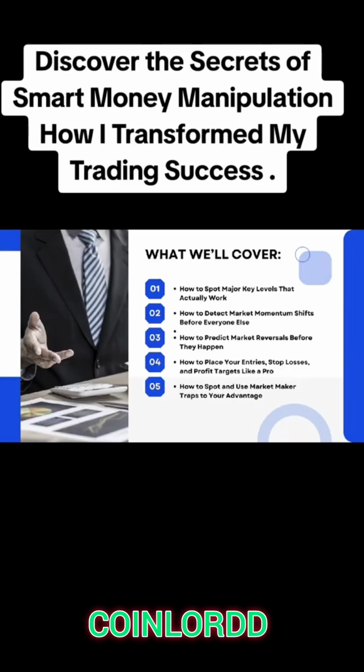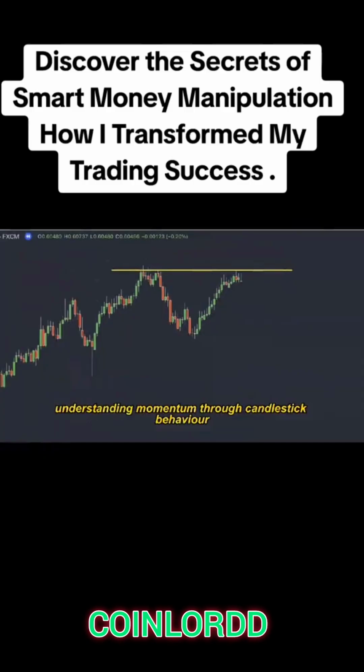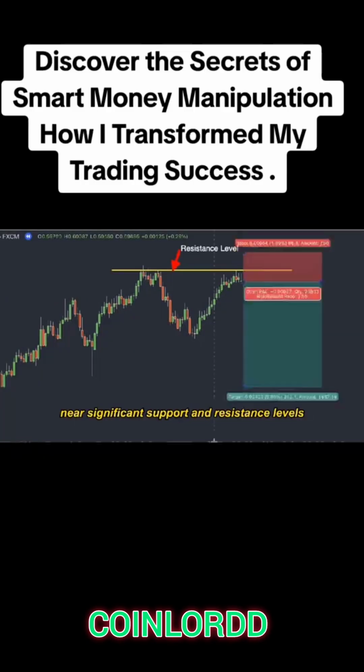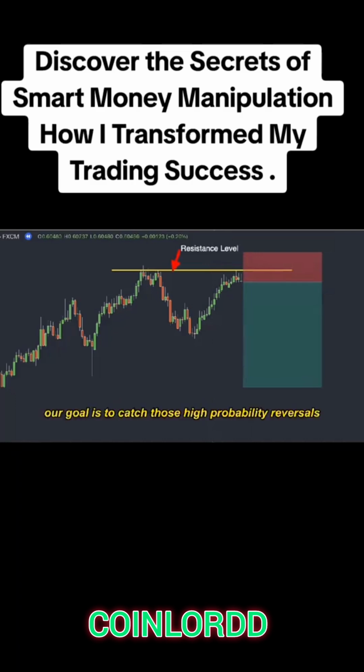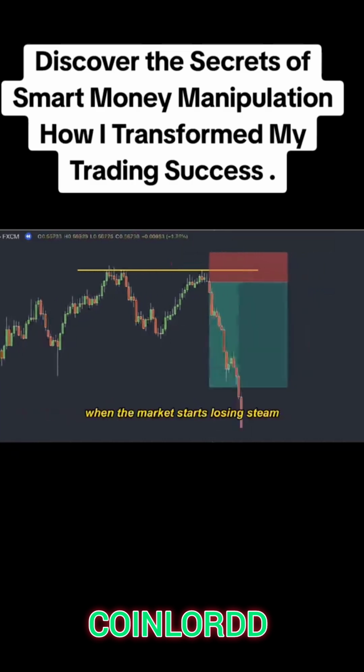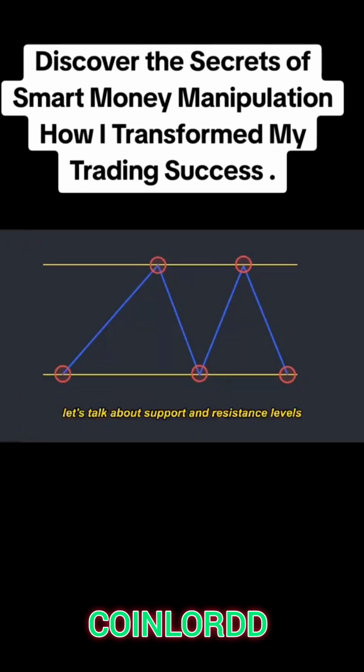to the next level. The foundation of this strategy is understanding momentum through candlestick behavior as the price nears significant support and resistance levels. Our goal is to catch those high probability reversals when the market starts losing steam. First things first, let's talk about support and resistance levels.